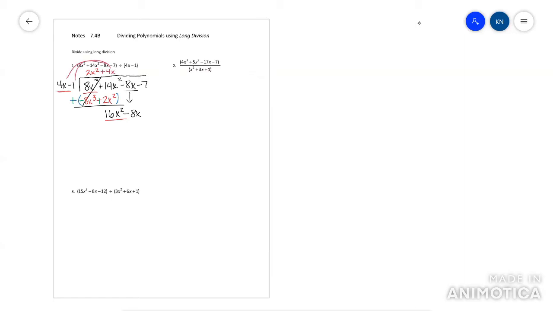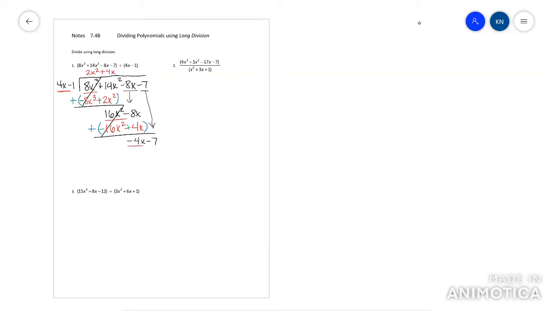I'm then going to distribute this 4x to the 4x minus 1. That makes 16x squared minus 4x. You have to subtract this whole thing, make it a plus and distribute the negative sign. And then you combine. The x squareds cancel. Negative 8x plus 4x is negative 4x. Drop the next term and repeat.